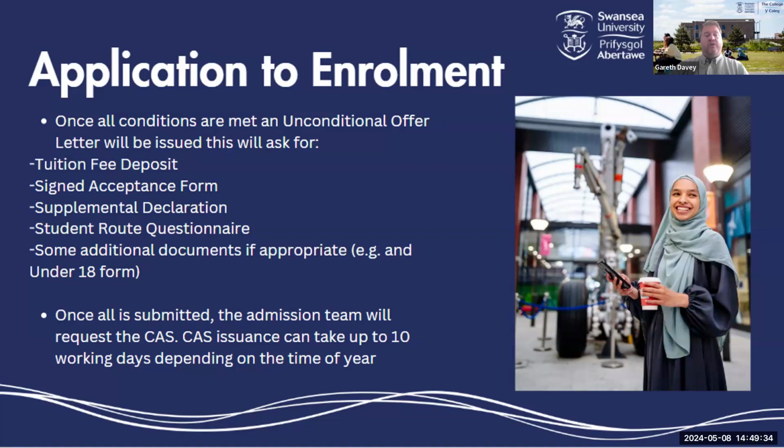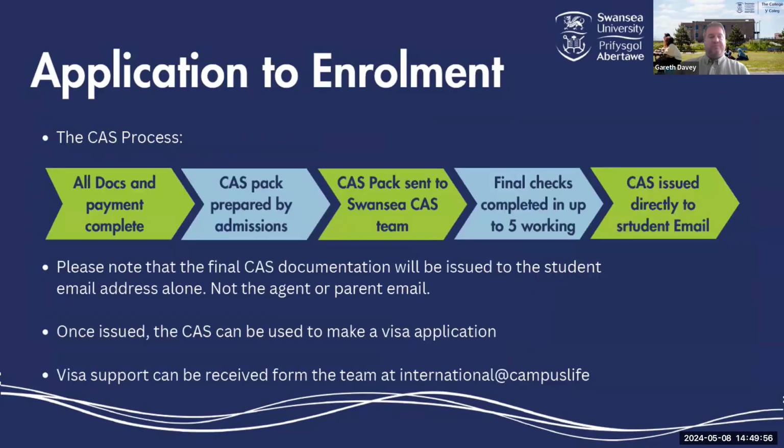And once all of these documents are submitted, the admissions team will request the CAS. That stands for Certificate of Acceptance to Study, and you require this CAS to be able to apply for your visa. Now, a CAS can take up to 10 working days, depending on the time of year. So it is important that you plan the amount of time for that CAS letter to be sent over.